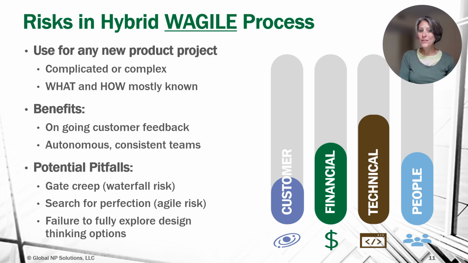And again, the lack of definition of done or search for perfection, that's an agile risk, and that can happen, of course, in a hybrid process where there are iterations within a stage to advance that particular stage and advance the product within that element to the next phase. And then there is a failure to fully explore design thinking options. And our primary tool for WAGILE is design thinking. So when we talk on the next slide about design thinking, keep in mind that you will always want to fully explore those options to be effective in a WAGILE process.